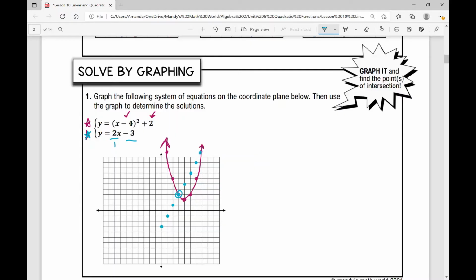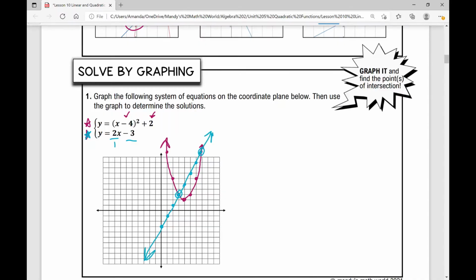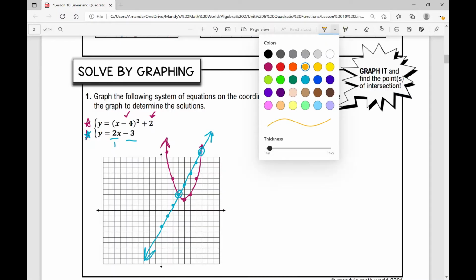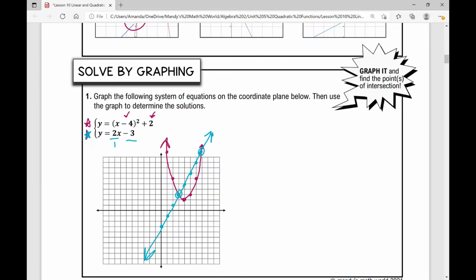Oh, and I'm really glad I went off of my graph and graphed it because as you can see, there is one of the points of intersection. So what are these points of intersection? Those points of intersection are my solutions. So what are those points? Well, this one right here is at right 3, up 3. So that's going to be a solution, right? Because your solution is your point of intersection, right?